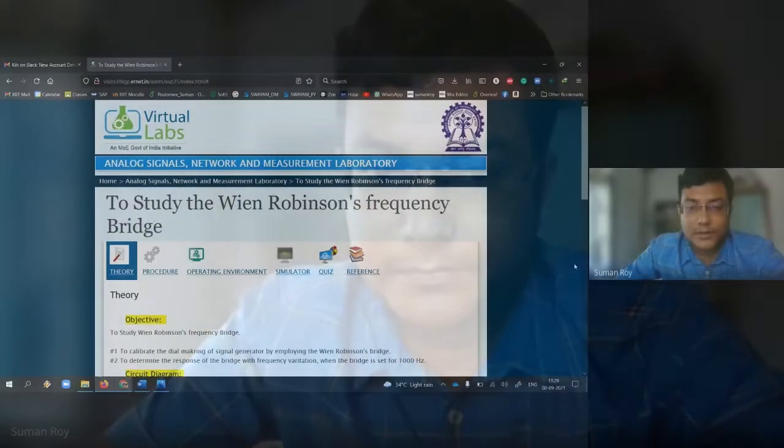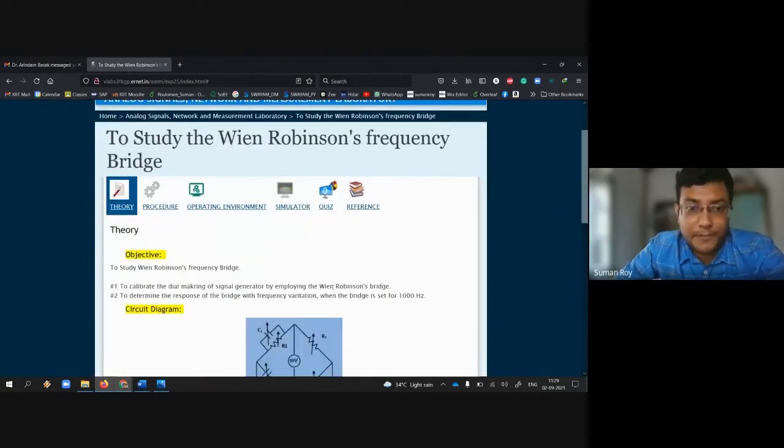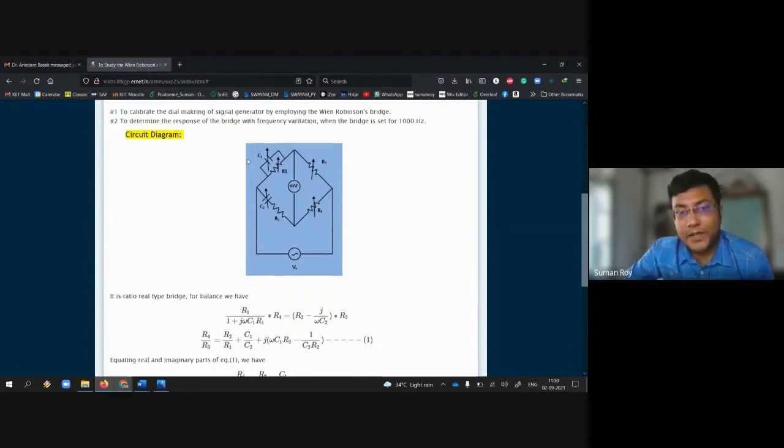So let us understand how this Wien Robinson's bridge actually works. Hope my screen is visible to you all now. This is the VLabs platform, where we are going to perform this experiment on the Wien Robinson frequency bridge. The link will be given in the description box. This is the AC bridge configuration which can be used to measure the frequency of an unknown AC voltage source.